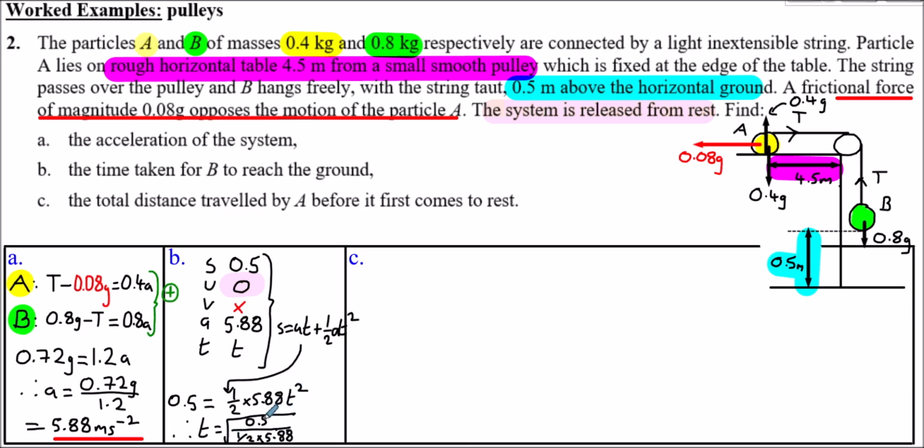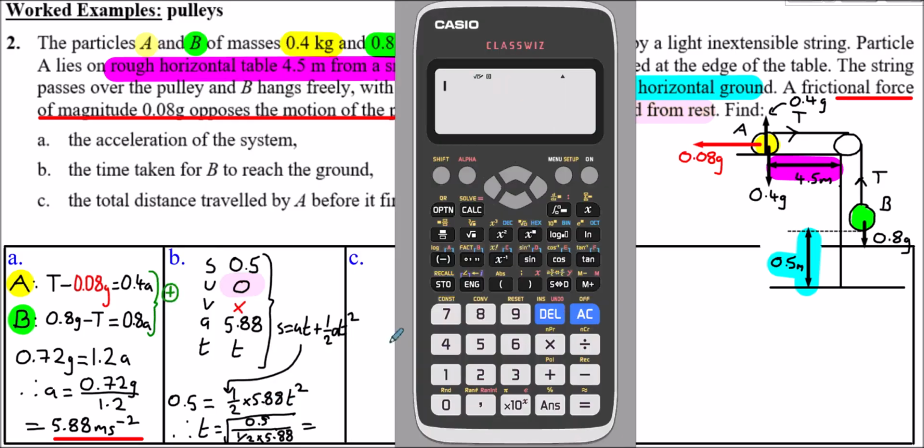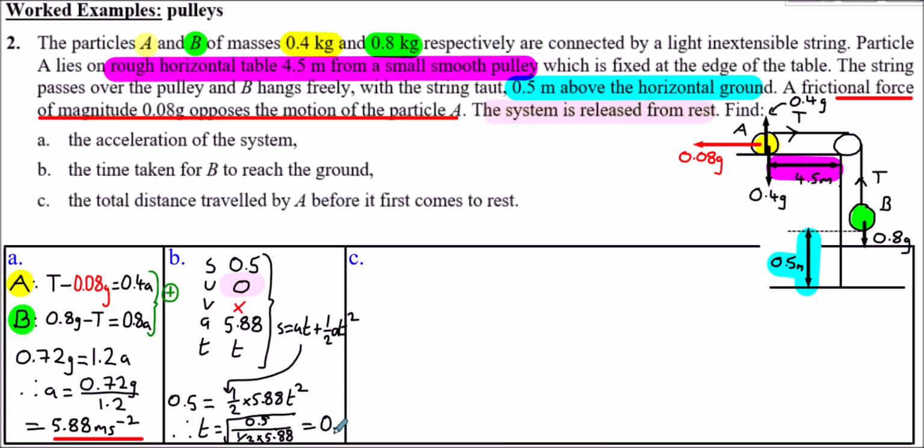So if we calculate this one, testing how small I can write here. Maybe I'm going for too much on one page, but never mind. So it's the square root of, on the top we've got 0.5, and on the bottom we've just divided everything through by this 1/2 times 5.88. So we get this exact value as a decimal, 0.412 seconds to 3 significant figures. So 0.412 seconds.